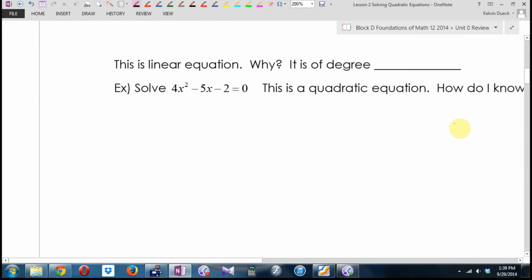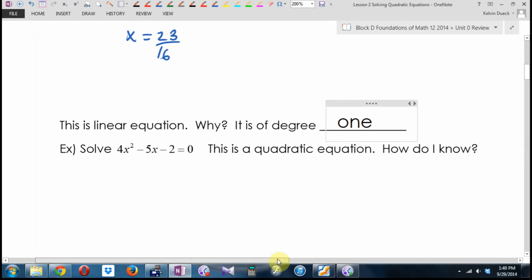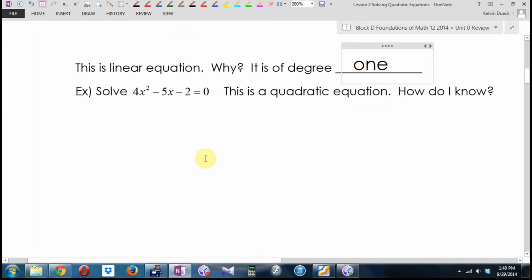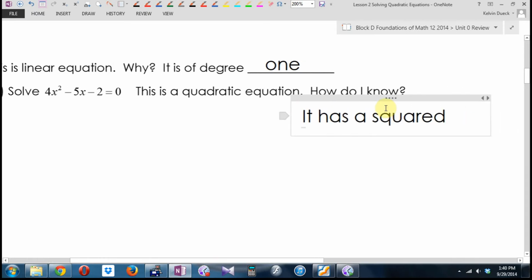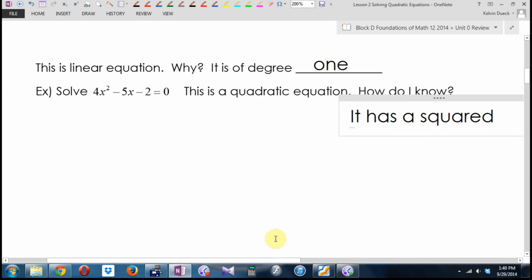Oh, this is a linear equation. Why? It is of degree 1. The exponent on the x is an indivisible 1. Solve this. This is a quadratic equation. How do I know? It has an x squared.